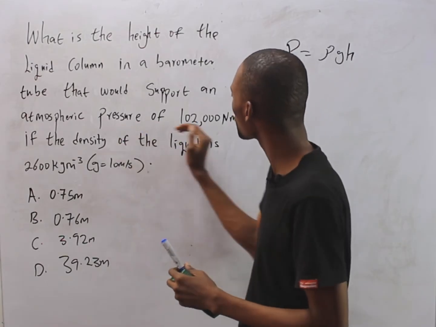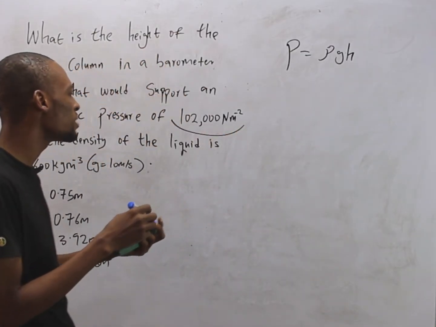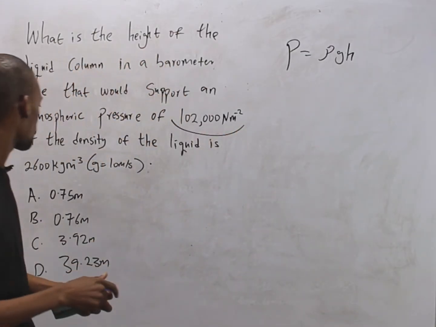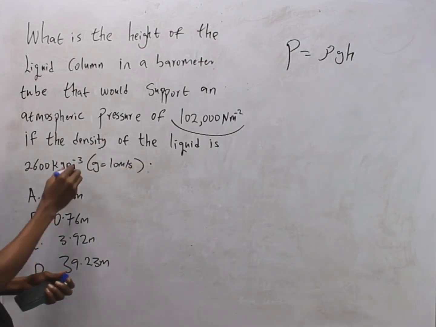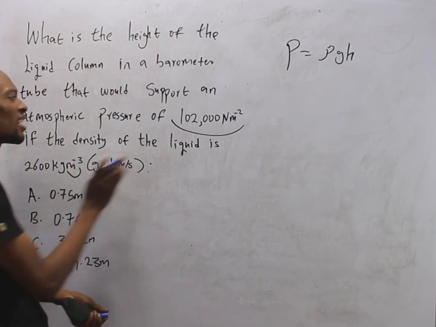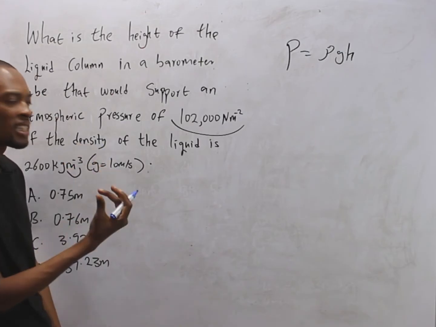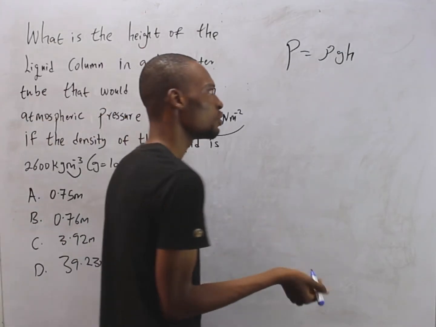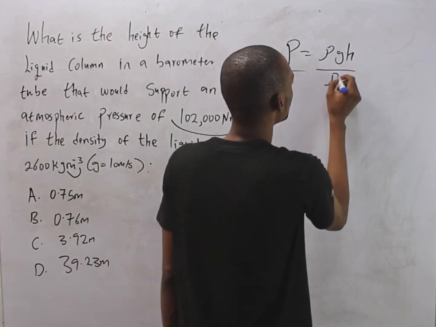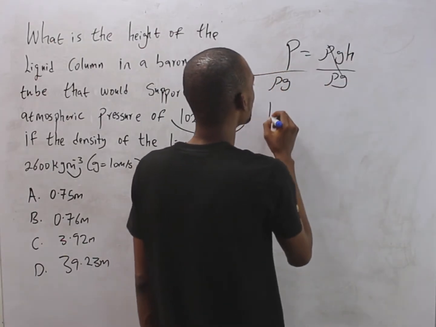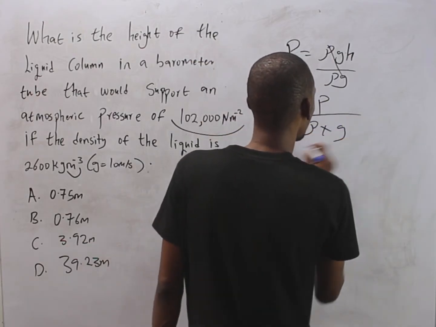Remember, the atmospheric pressure is 102,000 Newton per meter squared. And the density of the liquid is in kilogram per meter cube. This is in meter, this is in meter, and acceleration due to gravity is in meters. So we have everything we need. From here, divide both sides by rho g. This cancels this. So height equals pressure over density times gravity.